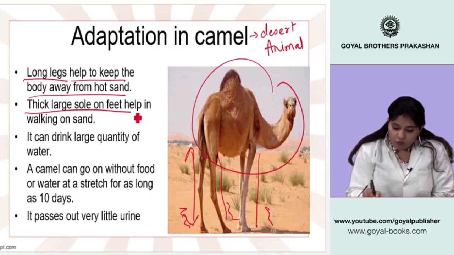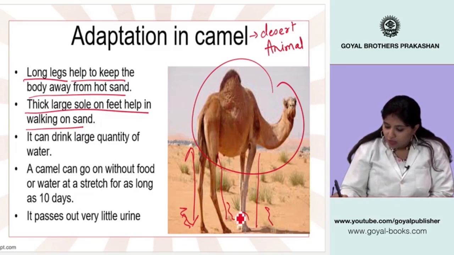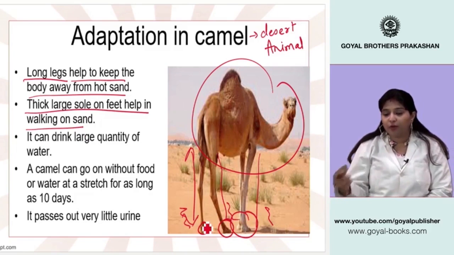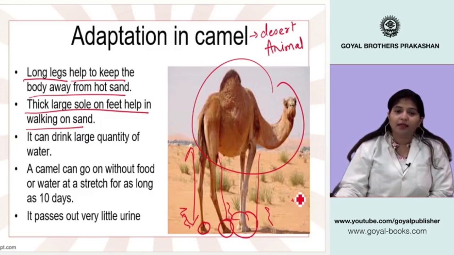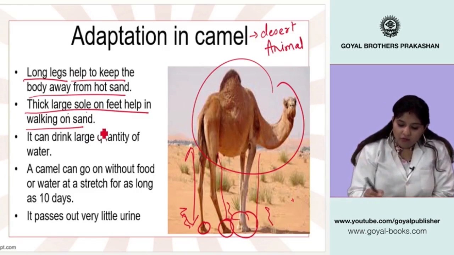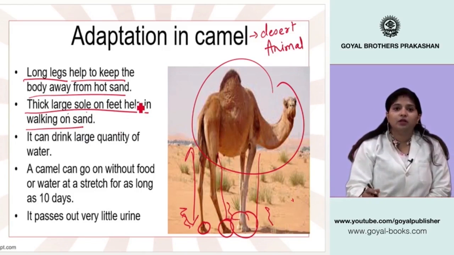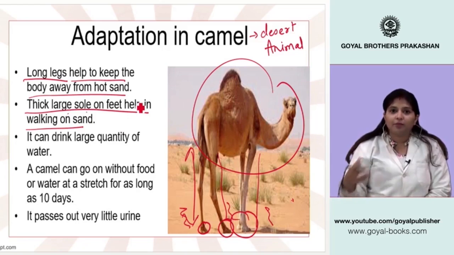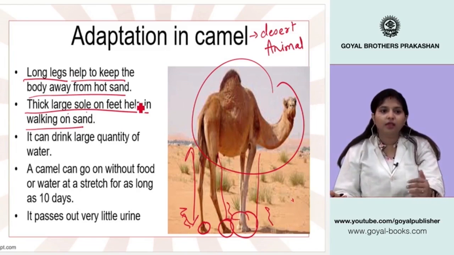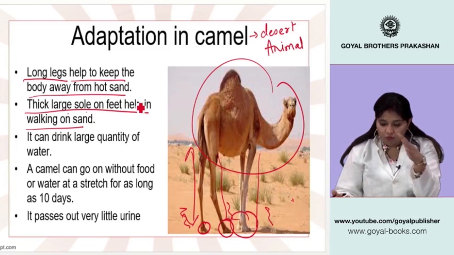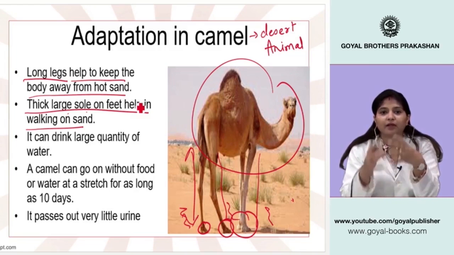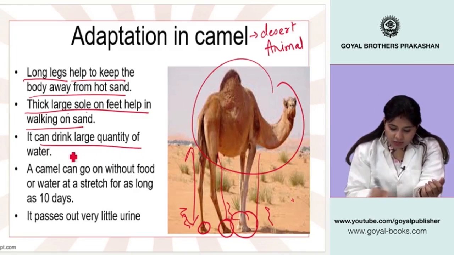Then thick large soles on feet help in walking on the sand. So you can see the soles are very thick. Why is that so? Because the sand is really hot and it is not a hard surface. So thick and large soles will help the animal to walk freely, right? It will protect it from the sand heat, and it will give it a better grip.